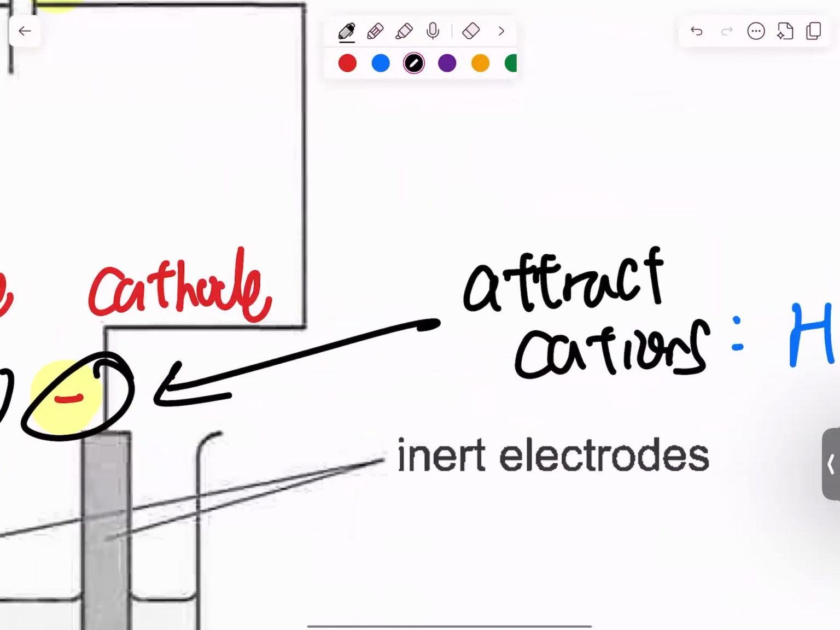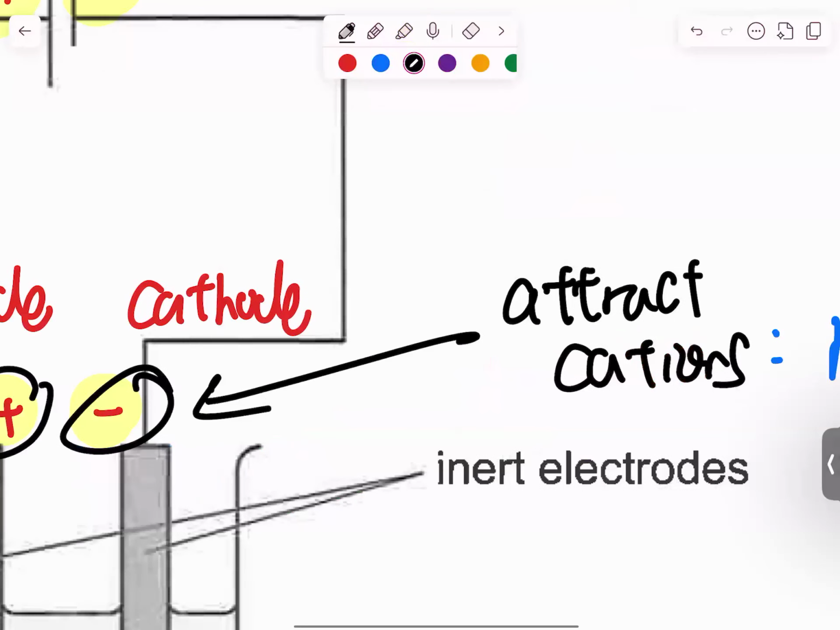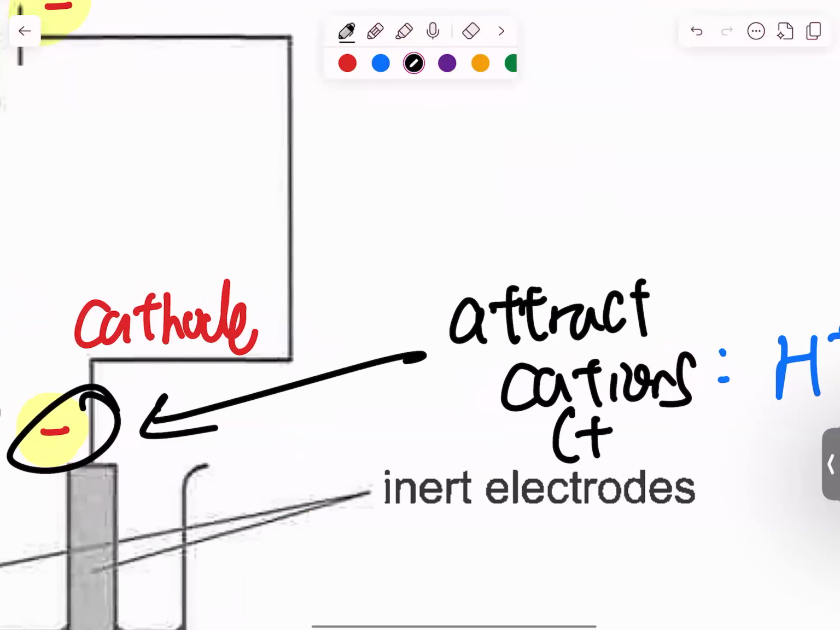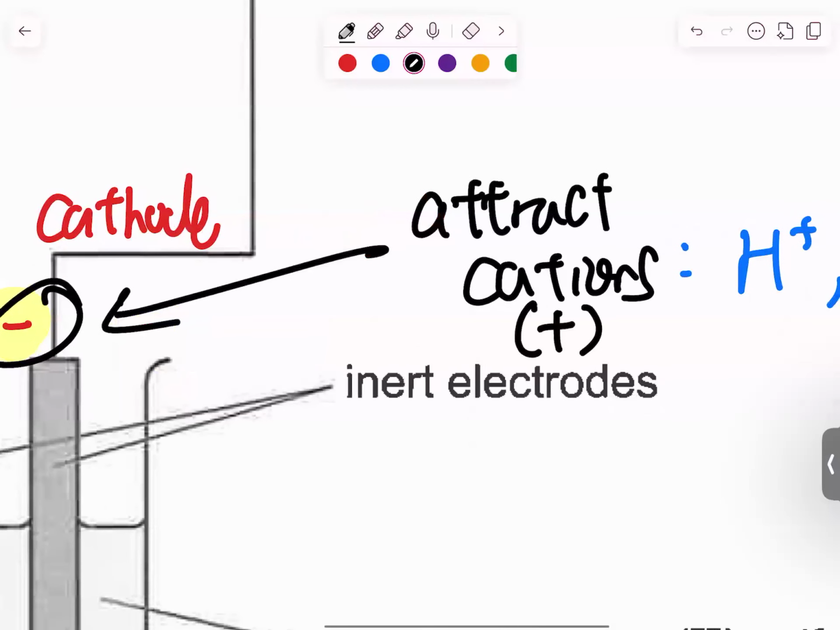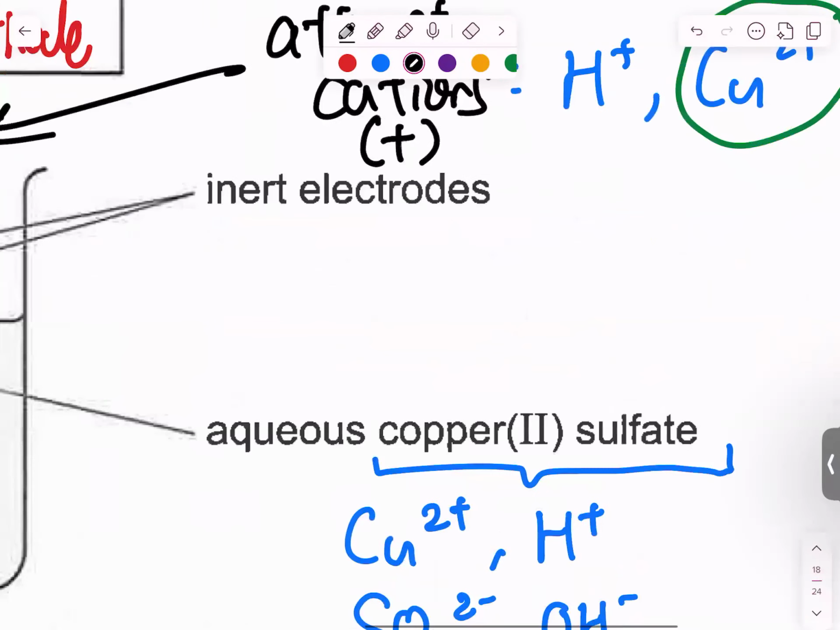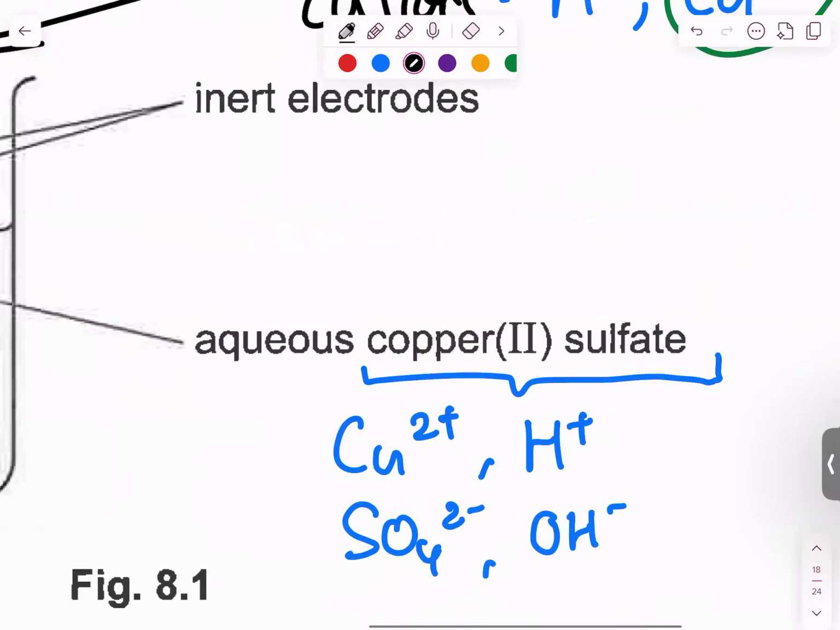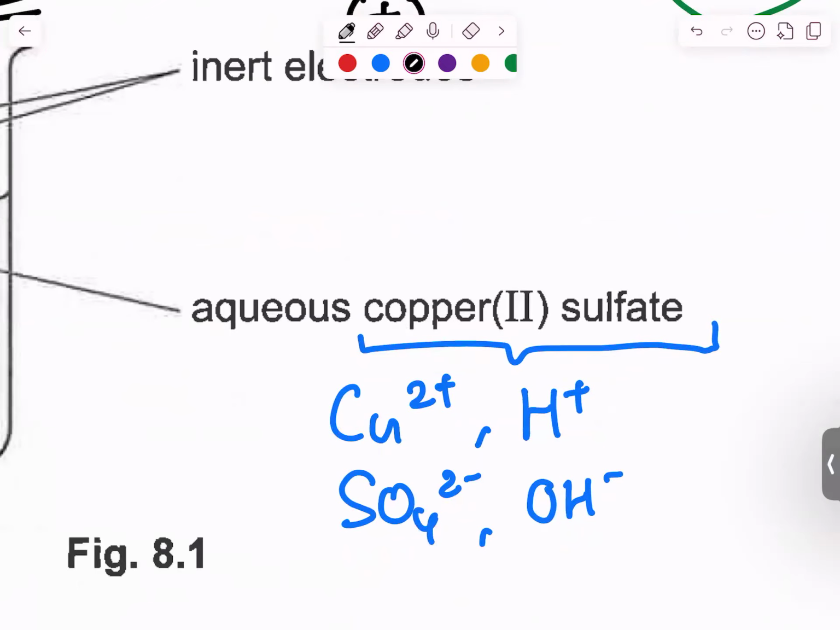Then for the negative electrode, it will attract cations because cations are positively charged. So positively charged species will migrate to the negative electrode, which is the cathode. So once again, the positive electrode will attract the anions, the negative electrode will attract the cations. Then what are my cations and anions? Here, copper(II) sulfate, what do I have? I have copper, I have sulfate. Is that all? No, I have aqueous, so aqueous is H2O, H+ and OH-.